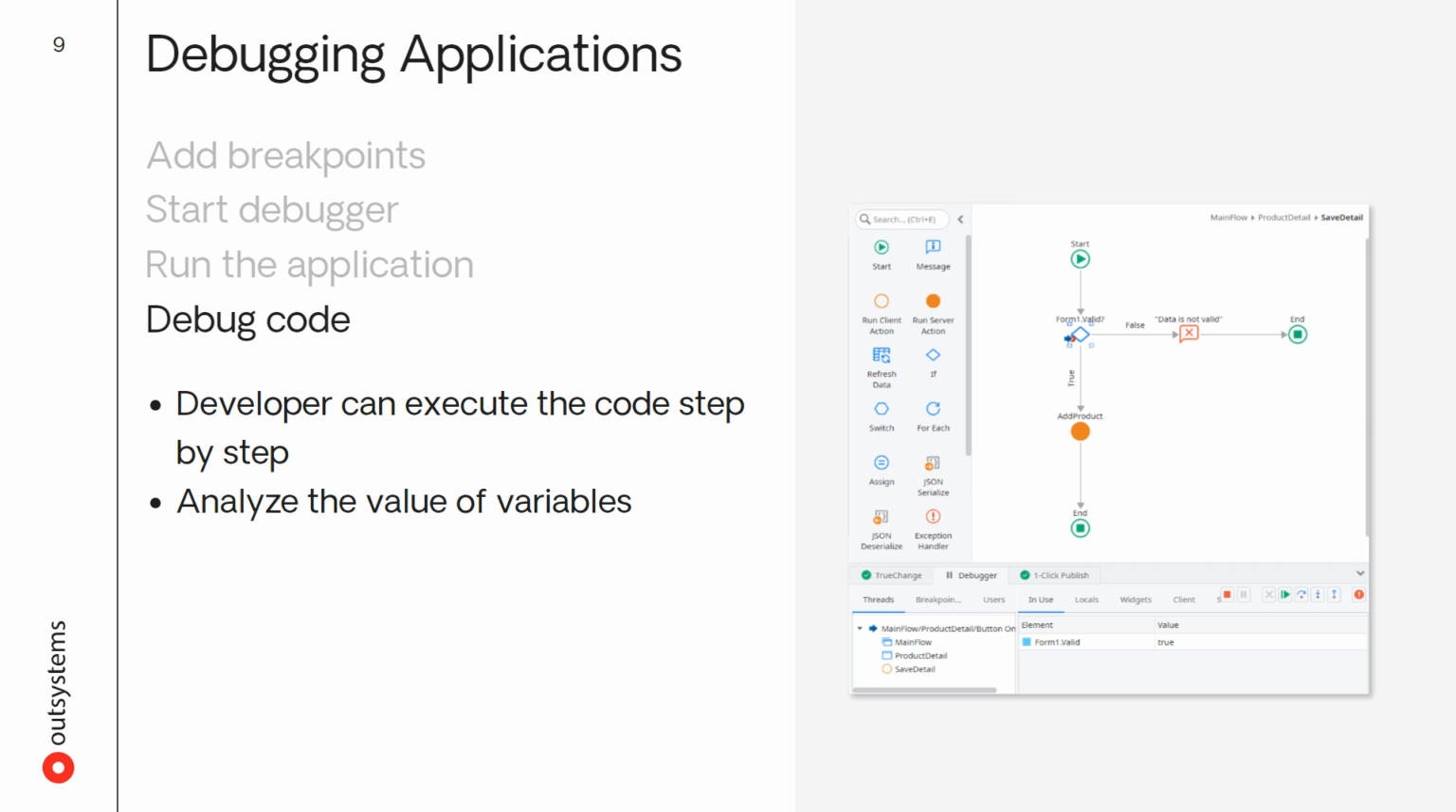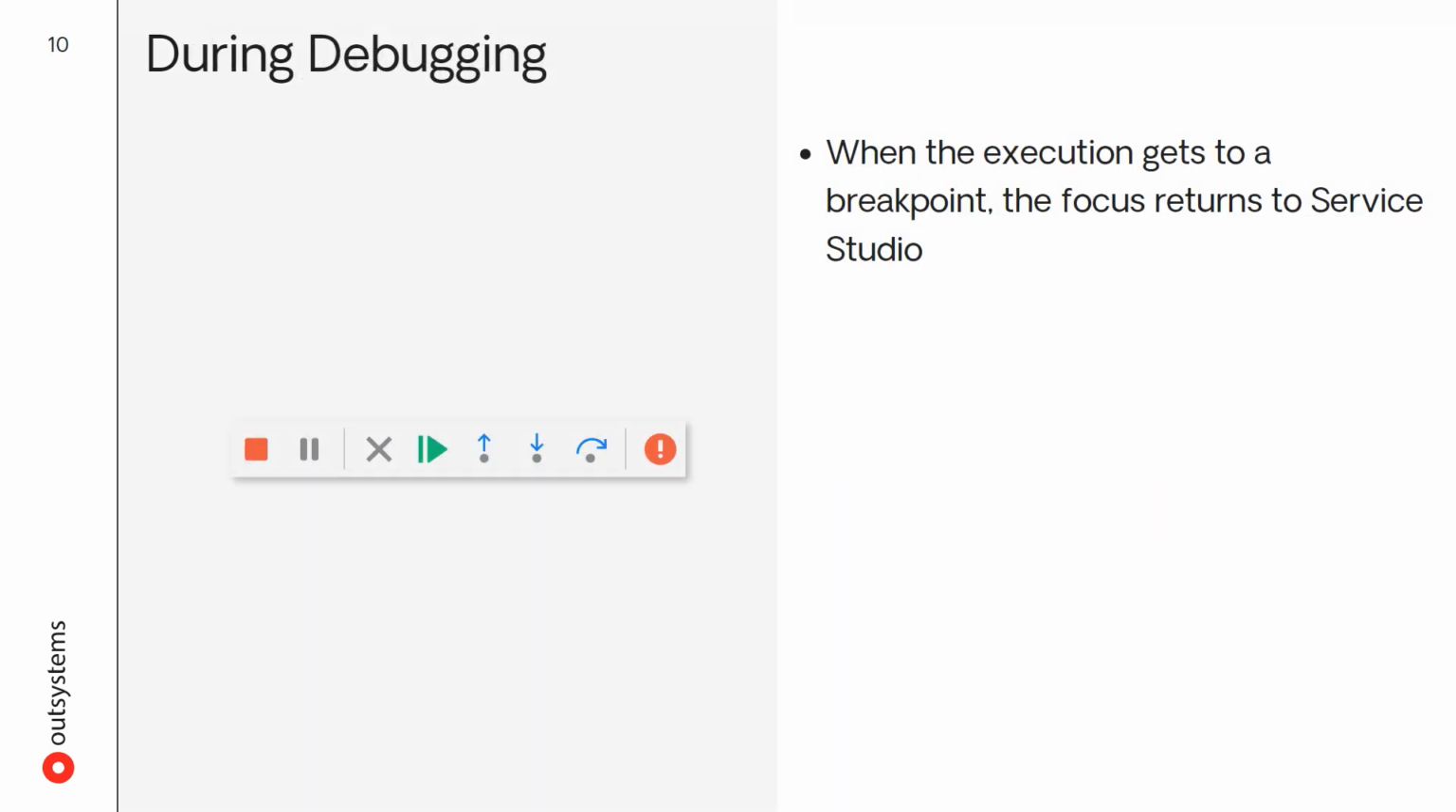Whenever the execution reaches a breakpoint, it is suspended. This allows the developer to execute the code step by step. In this process, it is easy to see what is happening with the code, since it is possible to analyze the value of variables and understand when the application is not behaving as expected. During interaction with the application in the browser during debugging, when the execution stops in a breakpoint, the focus returns back to Service Studio.